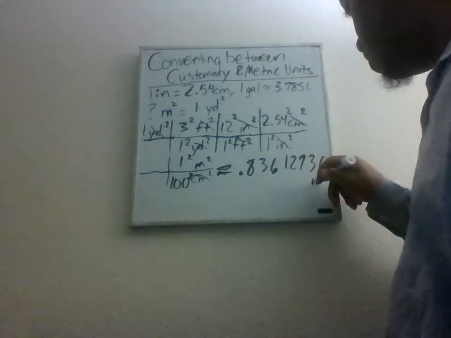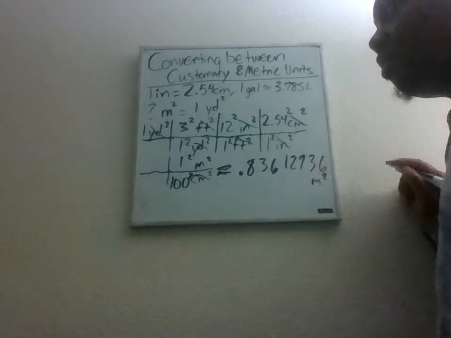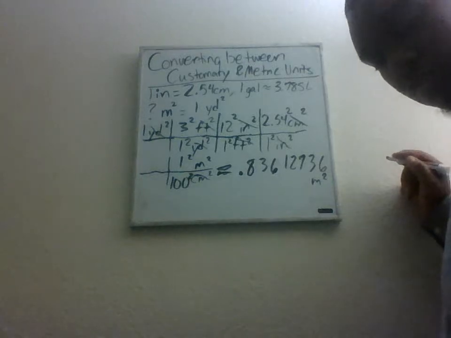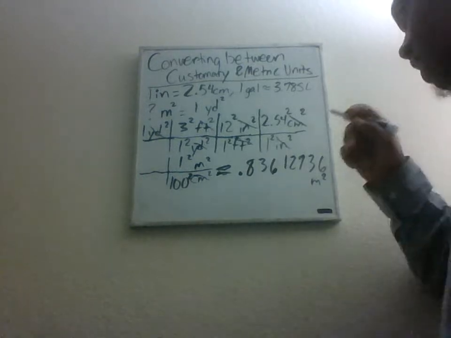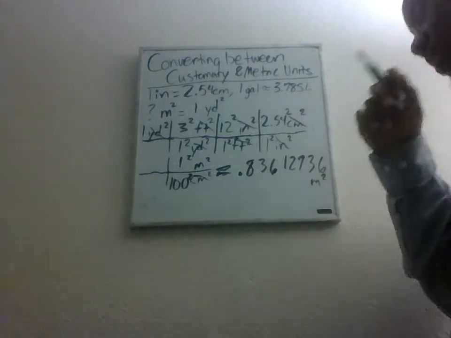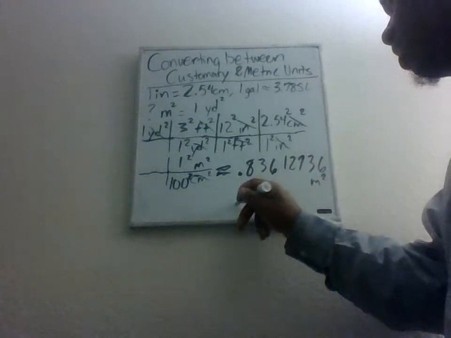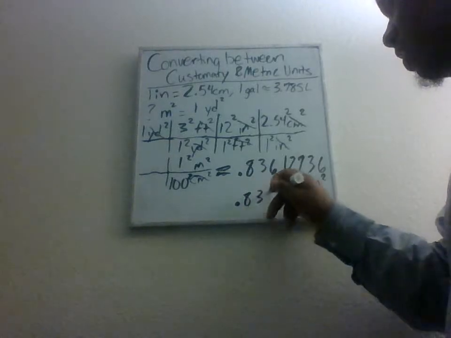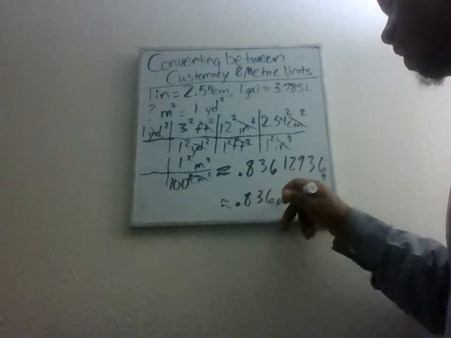0.83612736 square meters. So almost a whole square meter is equal to 1 square yard. Now, if we needed to, because we have an exact value here, we can do significant figures. We would have 0.836 approximately. That would be square meters.